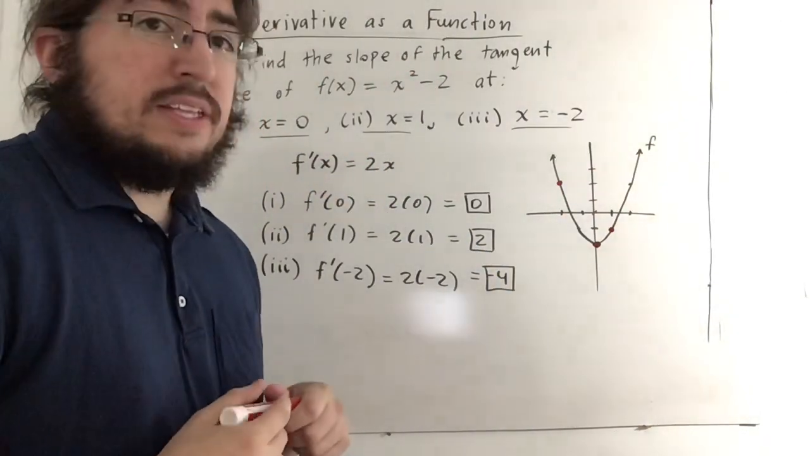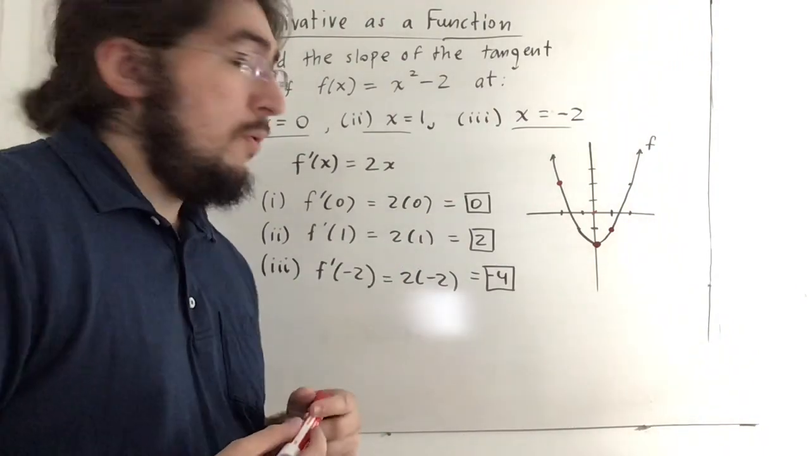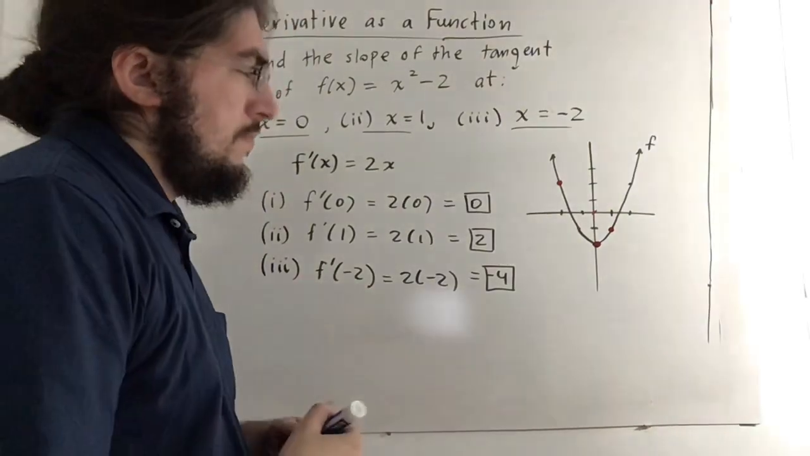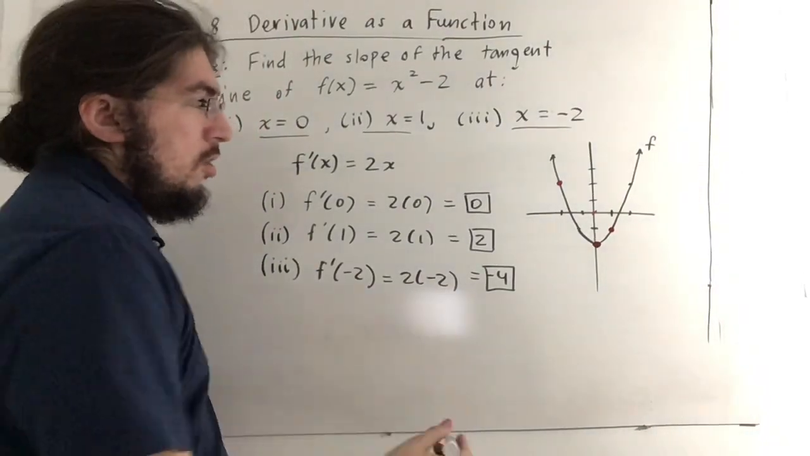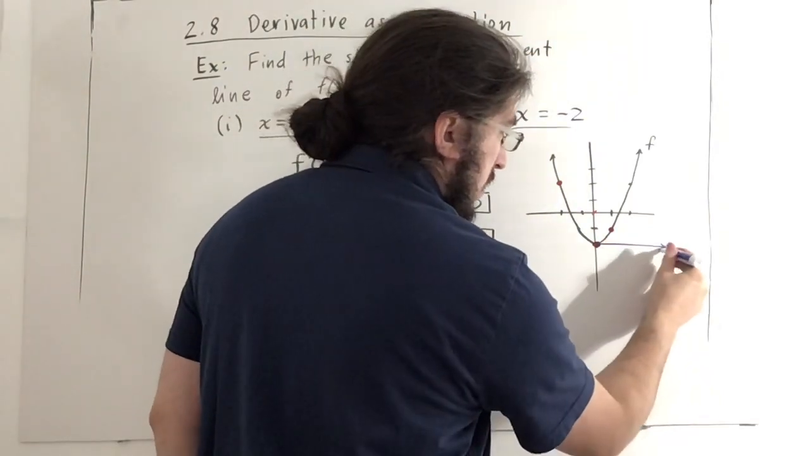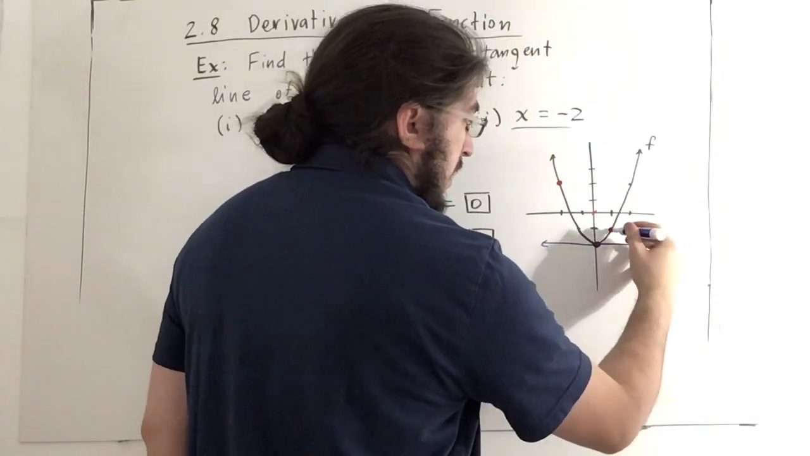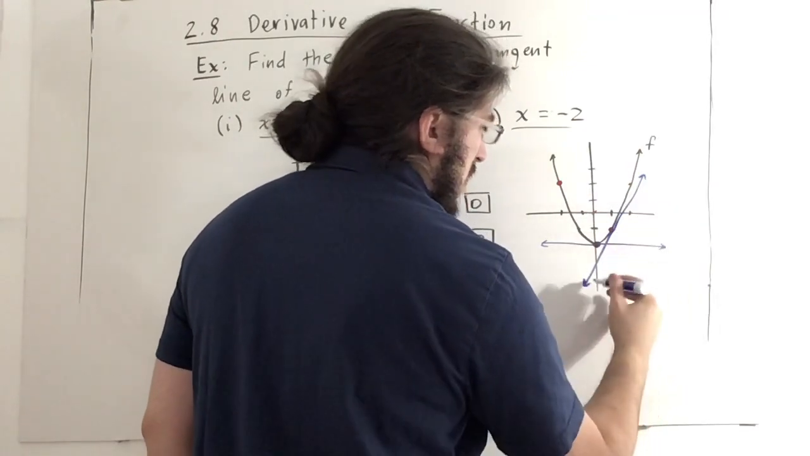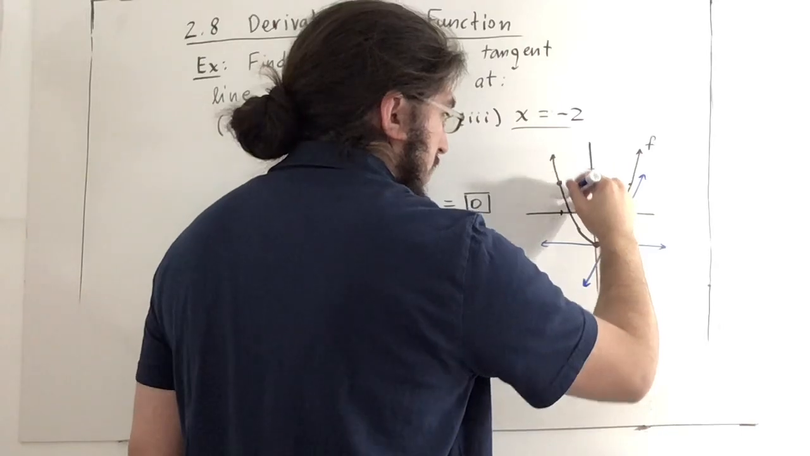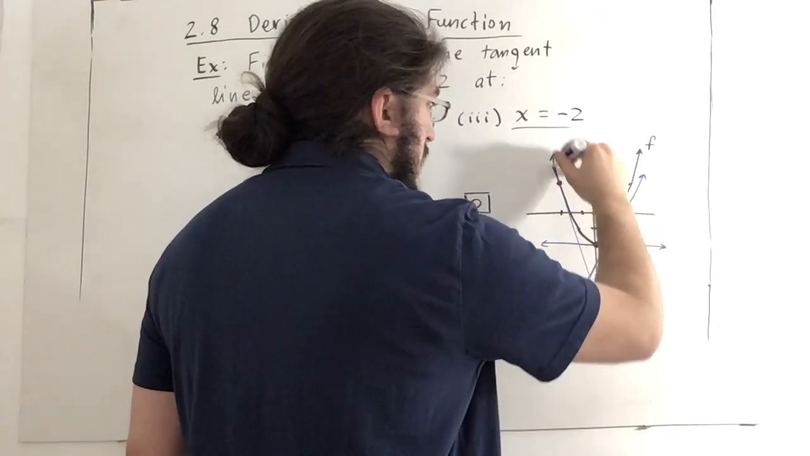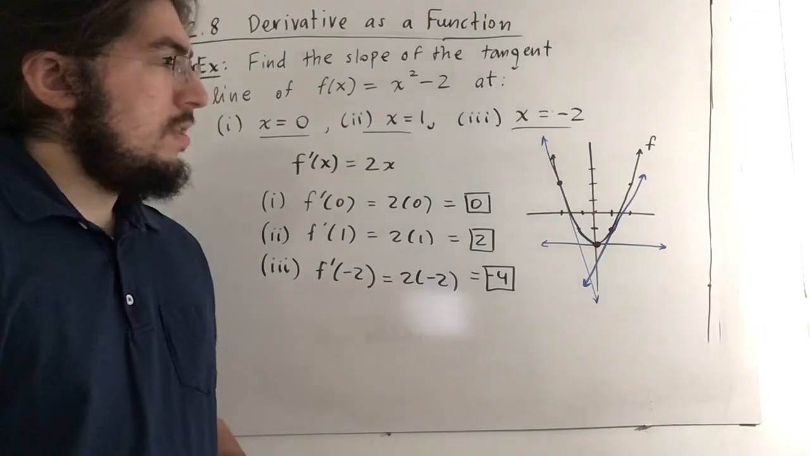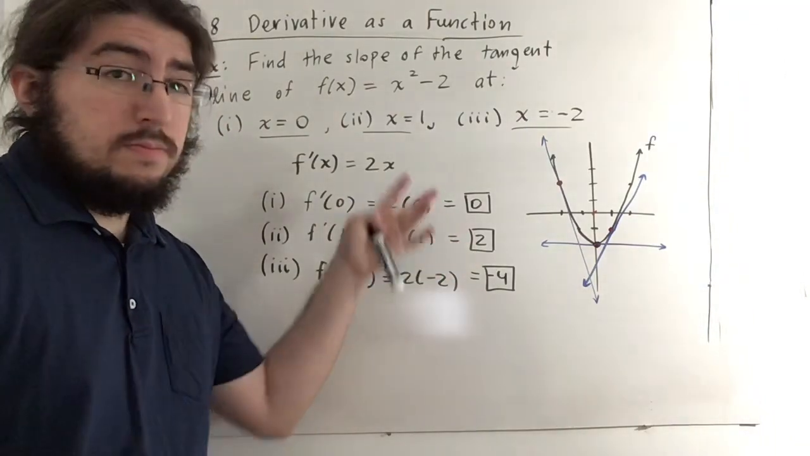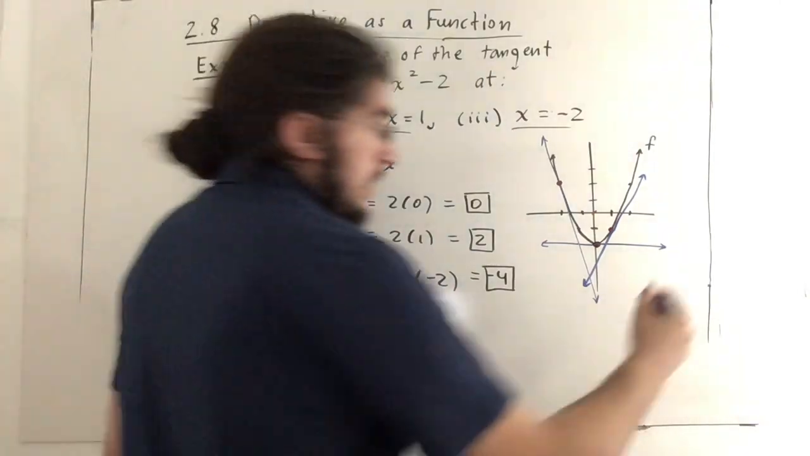Now to actually find the tangent line, we're going to create tangent lines at those points, and then find the slopes of those. Well, we already did that part, but this is kind of showing that. So the tangent line here will be this one. The tangent line here will be this. And the tangent line here is like that.